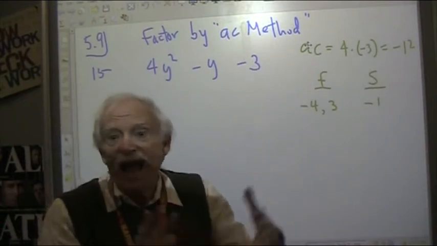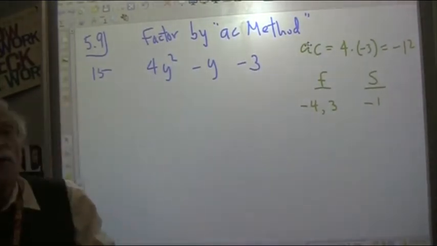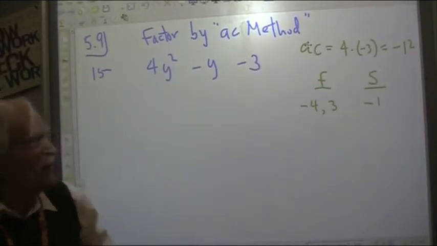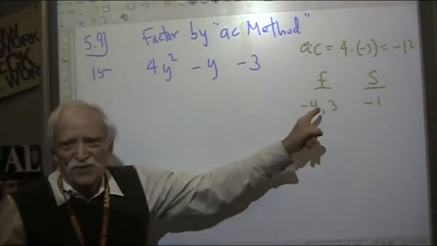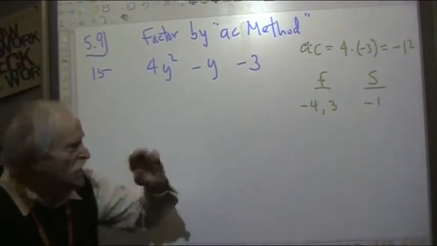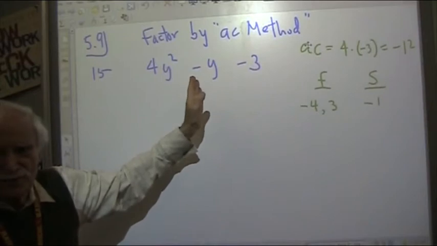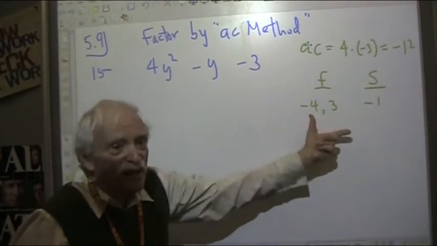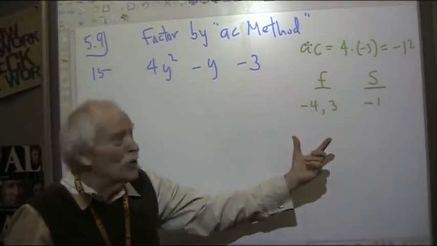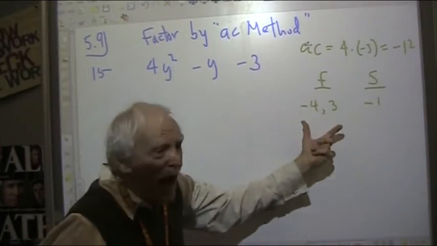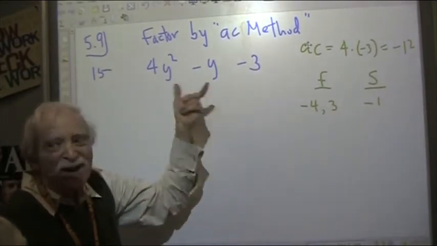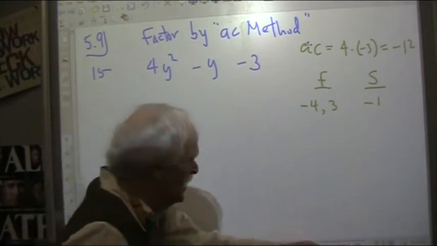Okay, so now that we have these two factors of AC, what are we going to do with them? Caroline? Replace them for the negative y. Right. We use these two factors to replace our middle term. What we know is that negative 4 plus 3 equals negative 1, but what we also know is that negative 4y plus 3y add up to negative 1y. And that's the way we do our splits.